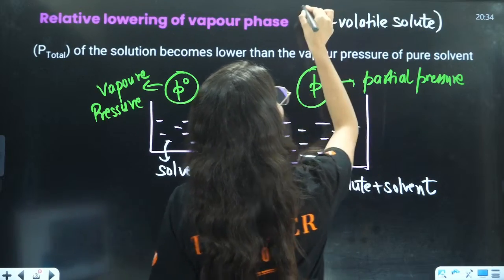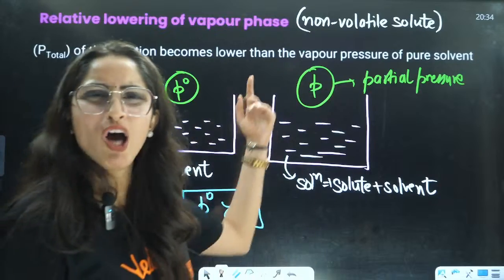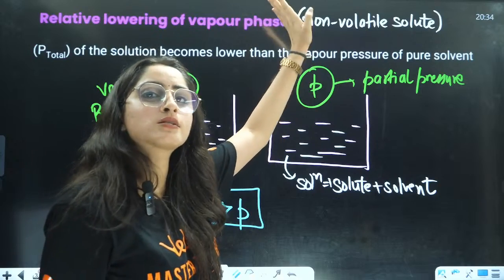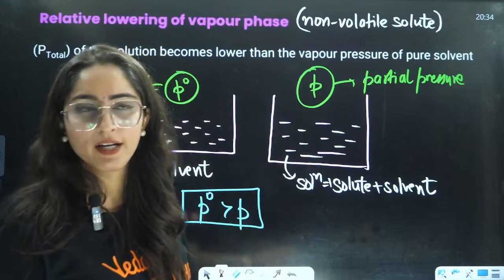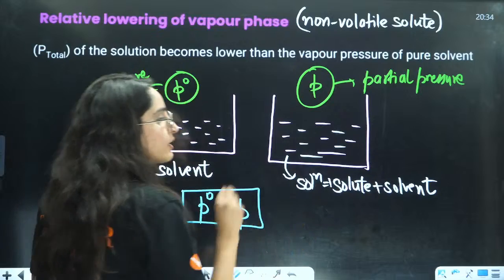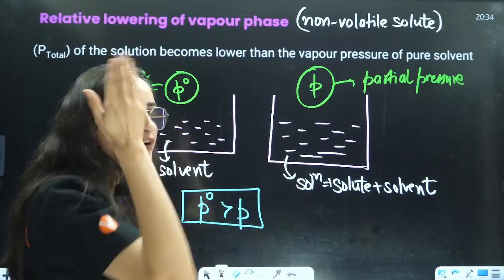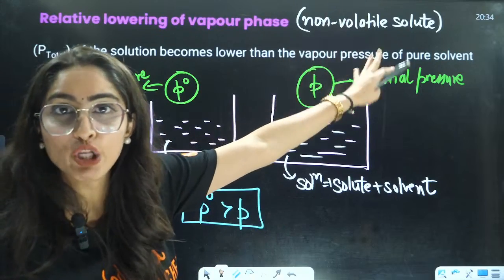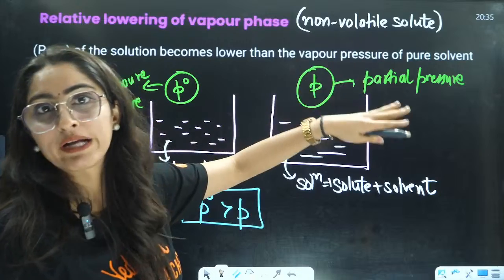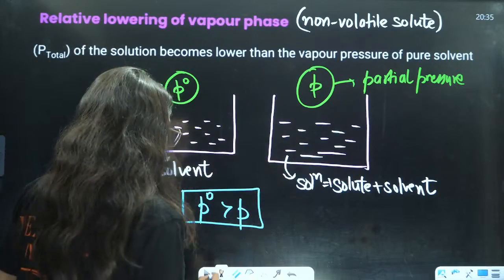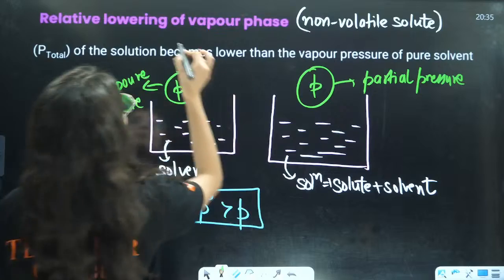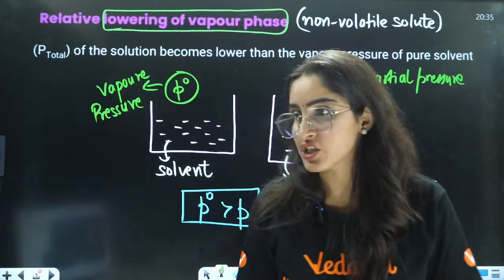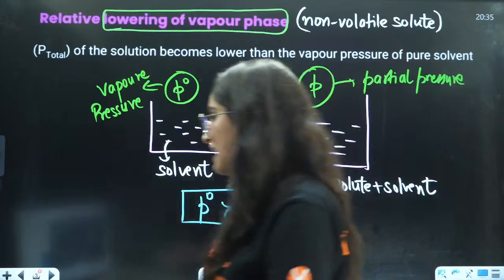Now he is that friend who is not interested in studying. Non-volatile, non-focused person. Non-focused person is your student, is your friend. Now that friend will come enter your life. He will also decrease your focus, right? So that is why when you are adding non-volatile solute, your pressure is going to decrease. This is what we call lowering in vapor pressure, because the vapor pressure has decreased.